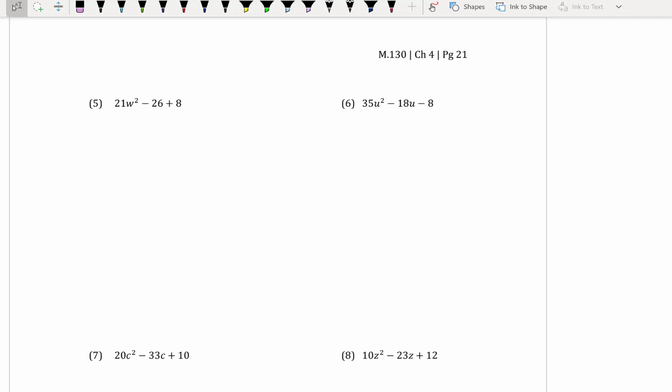So for number 5, I have 21, 26, and 8. And with this one, I'm going to go ahead and do something called the guess and check.